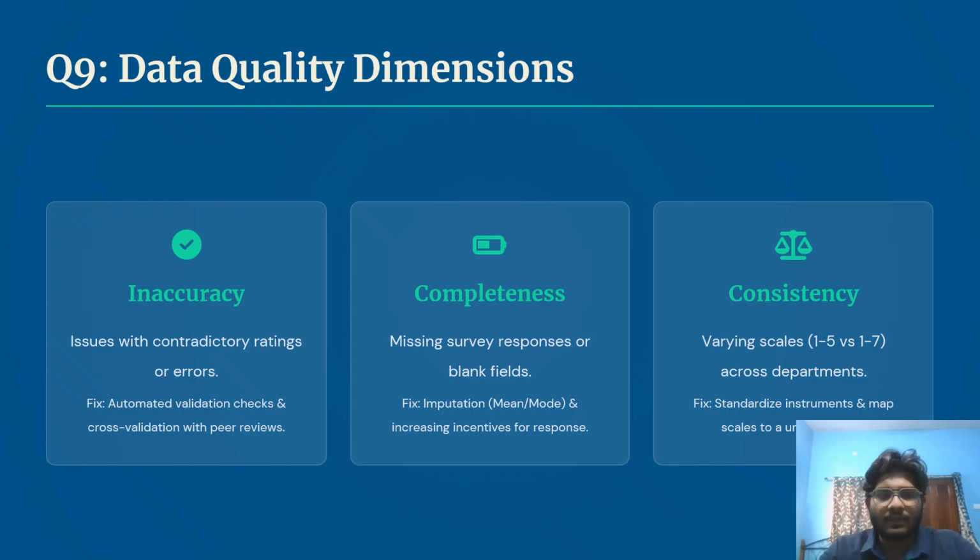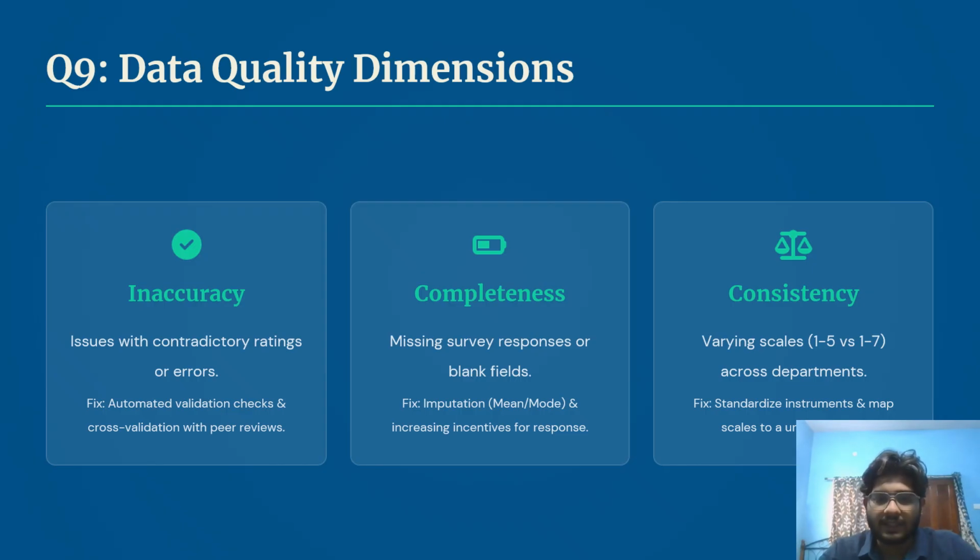And consistency, it has different scales. Like the chemistry department uses a rating scale of 1 to 5, but the history department uses a scale of 1 to 10. Now if we combine these two, it doesn't actually add up. Like one is 1 to 5, the other is 1 to 7, 1 to 8. So these are obviously the points where consistency matters.